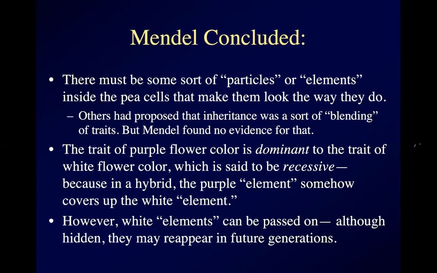Because when you cross a purple flowered pea plant and a white flowered pea plant, somehow that purple element, that purple marble thing, whatever it is, rattling around inside those plant cells, hides the existence of the white element. It masks it. You can't tell that the white element is there because its effect is covered up by the purple. I should mention, by the way, that dominant doesn't mean better. It doesn't mean superior. Recessive doesn't mean inferior or diseased or anything like that. All that it means is that a dominant trait will cover up the presence of a recessive. That's all it means. But even though those white flower colors were hidden, they could be passed on. They could appear in the F2 generation, and they could appear unchanged.